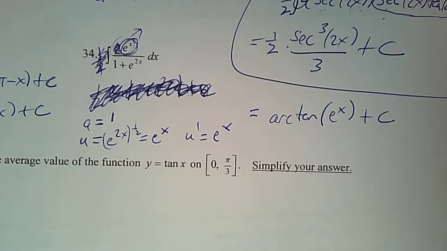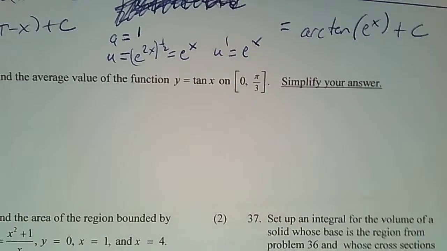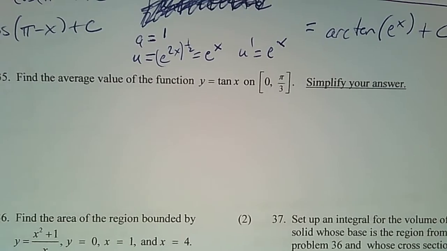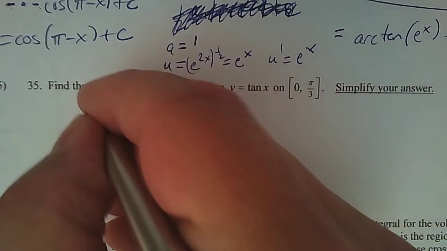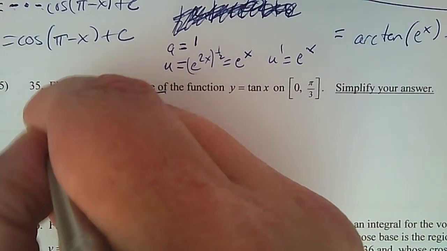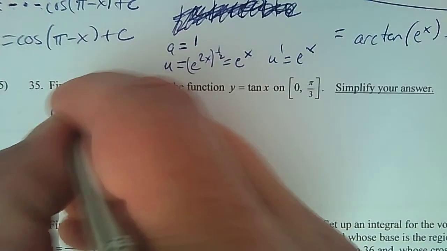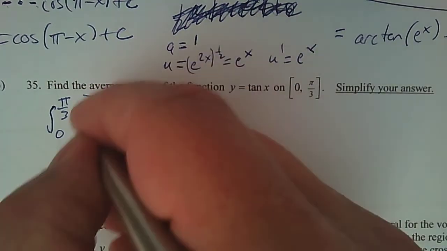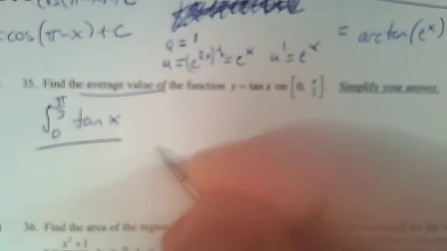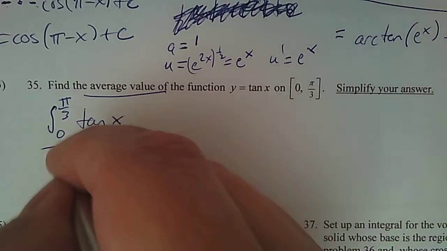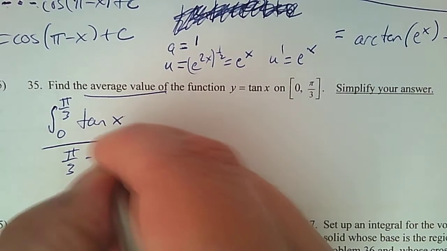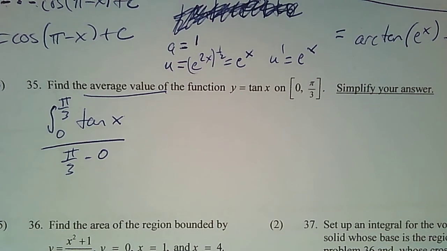All right, number 35. Can you find the average value of this function? So the word average value means I'm first going to do what? Integrate. I wonder if you could set this up. It's from 0 to pi over 3. What am I integrating? Just tangent x. And then what do I divide by? Pi over 3 subtract 0. So just the setup would give you a point on the AP exam.